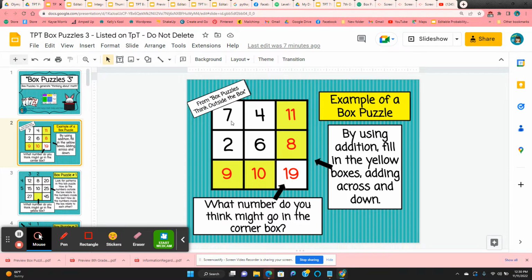Think outside the box. So in the basic box puzzles, the students just add the numbers going across, add the numbers going down, and then when they get to the final box, it should be the same number.